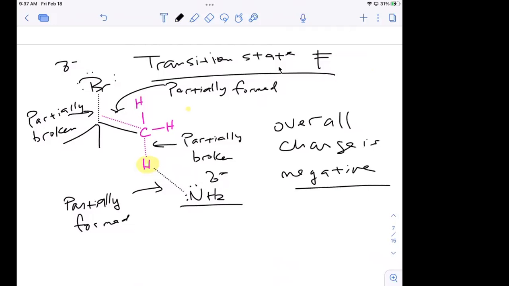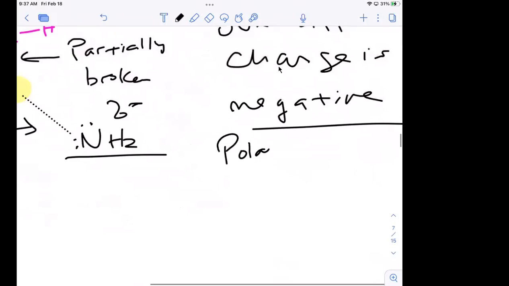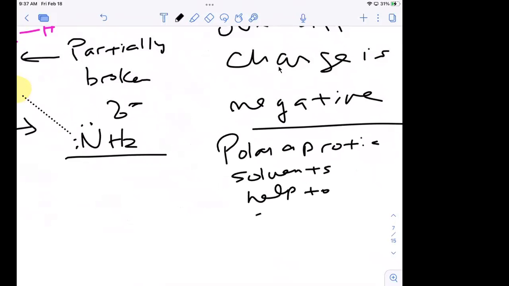This is why the solvent is important. It's a polar solvent, and a polar solvent is going to help stabilize that. So polar aprotic solvents help to stabilize the transition state. I'm just going to abbreviate that.